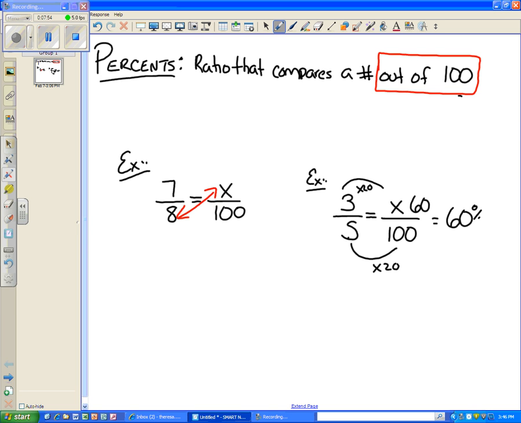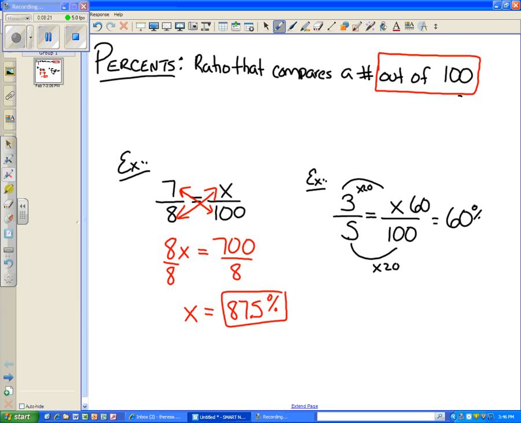I use my cross products. 8 times x is 8x. I set it equal to its cross product, which is 7 times 100. Then I have myself an equation. I divide both sides by 8, and x equals 87.5%, which makes sense because it's close to 100%, but a little bit less than 100%. So if your proportion doesn't go into 100 evenly, you could always use your cross products to solve.